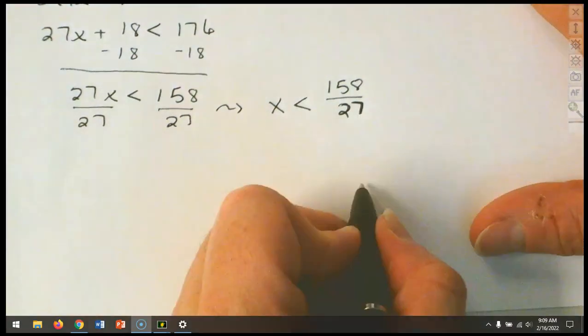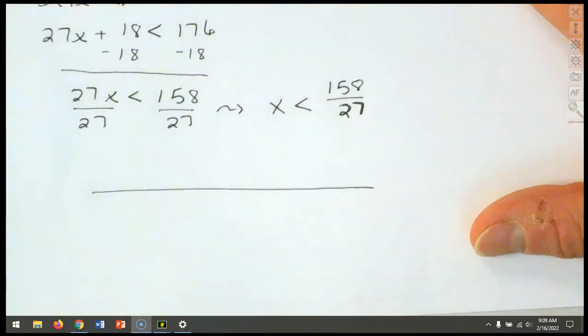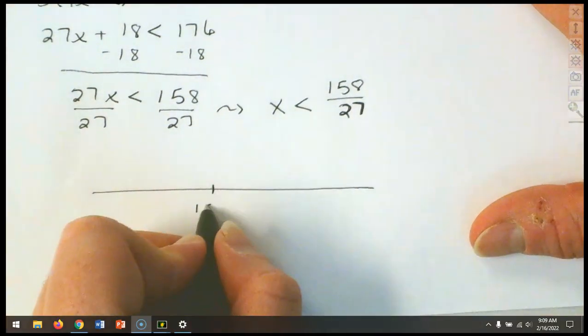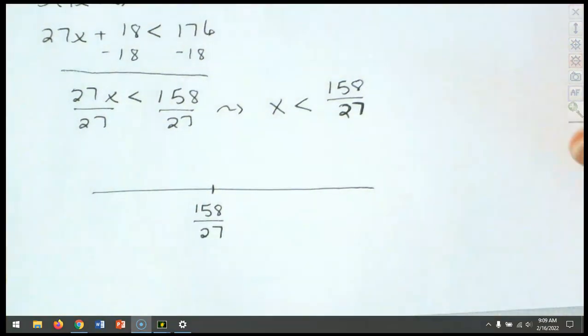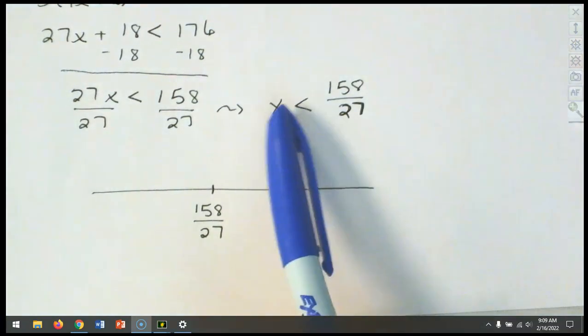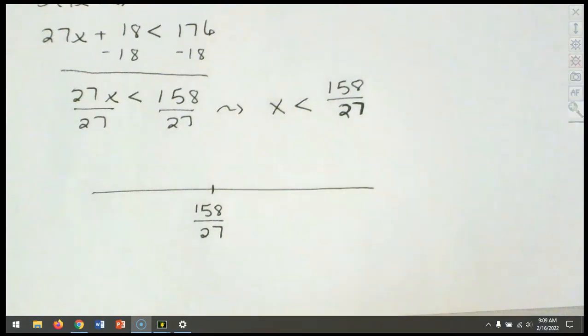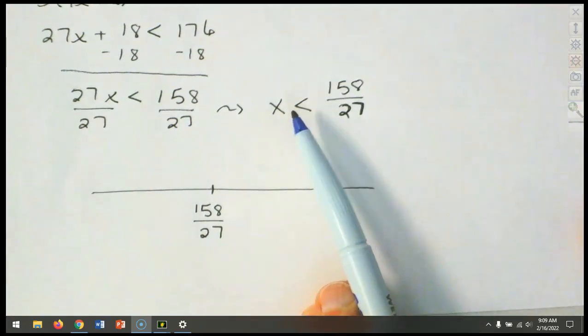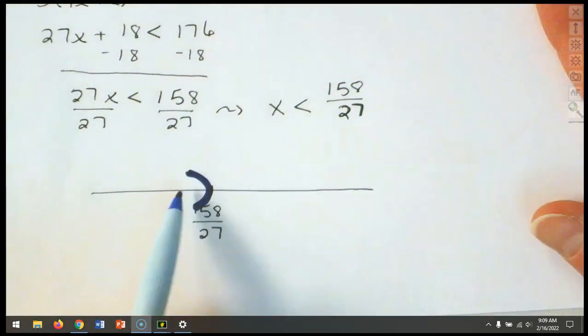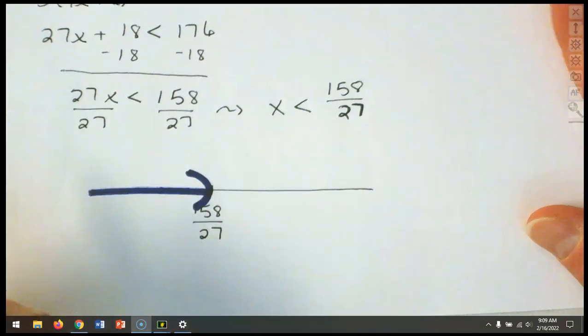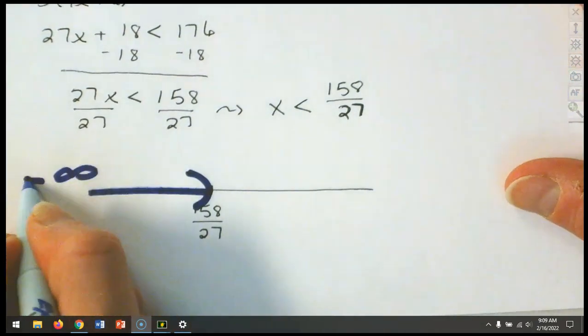How do we graph this? Well, we draw a number line here. And we've got 158 over 27 here. And what do we know? Which way does it point? Okay. It is pointing to the left. So that's where we shade. Okay. And what do we have? Brackets or parentheses here? It looks like there's no bar underneath, so it looks like it's going to be parentheses. And we're going to be going out in this direction. And where does it go to? Negative infinity.